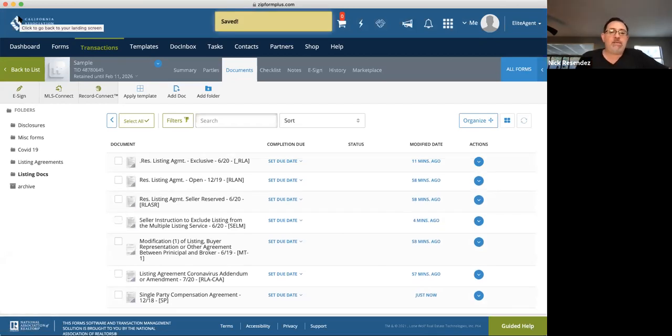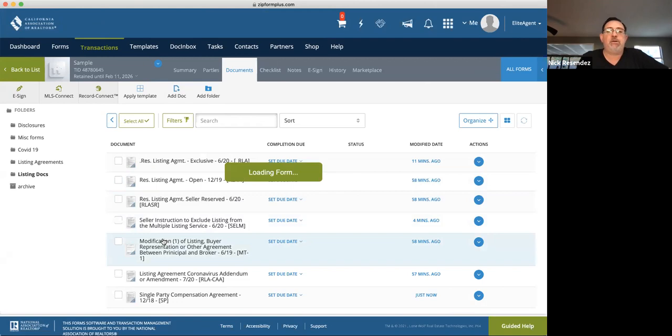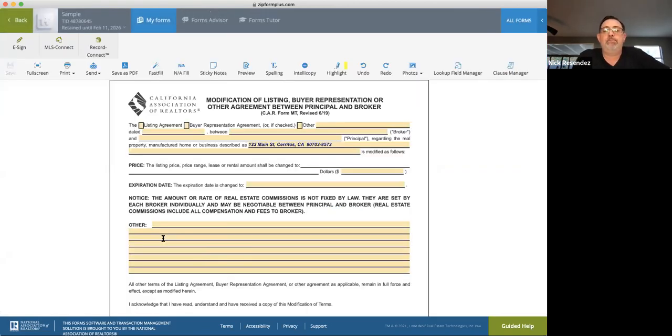Let's see, a couple more minutes. Let's just do a couple more. Modification of listing. Pretty self-explanatory. It's a one-pager. If you're going to make changes to a listing, you would just note that we're modifying the listing agreement dated blank between Sally Seller and Keller Williams Pacific Estates. And for this address, we're going to change either the price, the expiration date, or some of the other terms, maybe the compensation, maybe who knows what. So if you're going to change any terms of the listing agreement, this is the form you use. It's a one-pager. It's pretty simple.